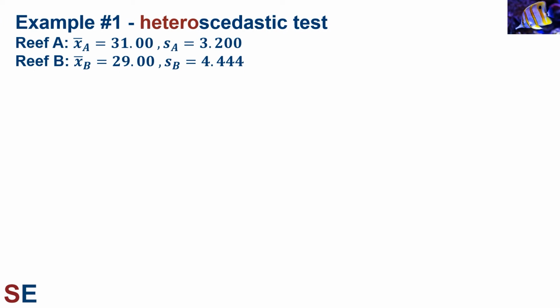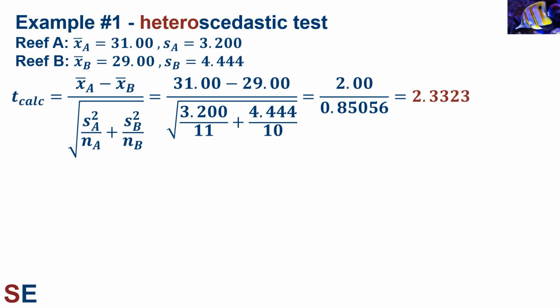Now let's look at how we would do a heteroscedastic test, one in which we think the population variances aren't equal, or we just want to be cautious and not make the assumption of equality. First, we calculate the t-value, which is fairly straightforward. The difference in sample means go in the numerator, and the combined standard error is in the denominator. Plugging the values in gives us 2 divided by 0.85056, which is 2.3323 for our t-value.